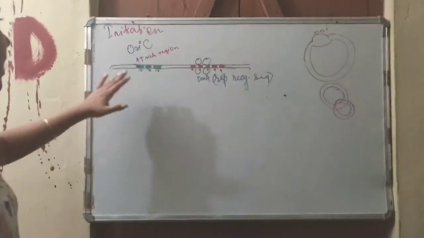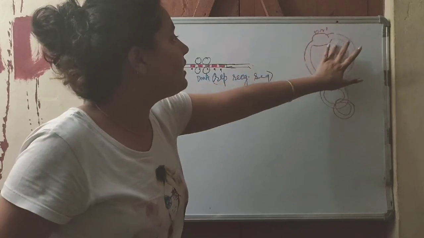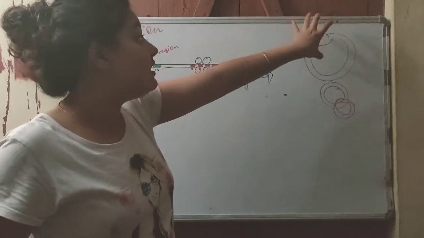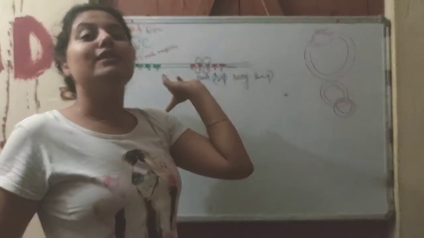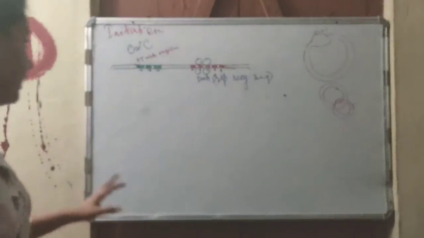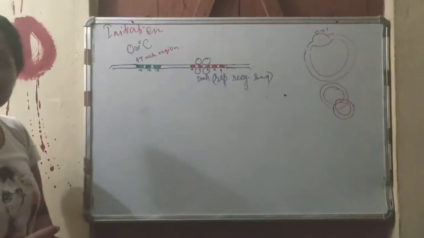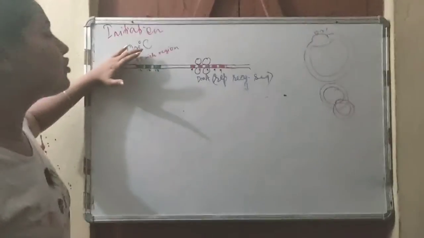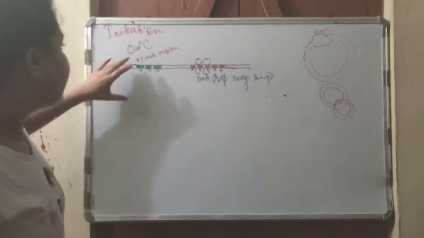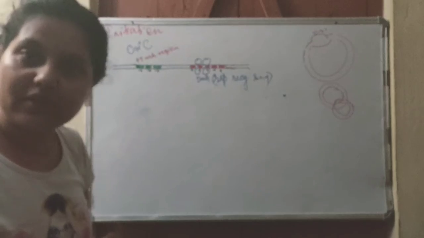All right, so now we are discussing how this origin of replication is formed and how this replication bubble will be formed in this particular video. Now first, the origin of replication in E. coli is known as OREC.